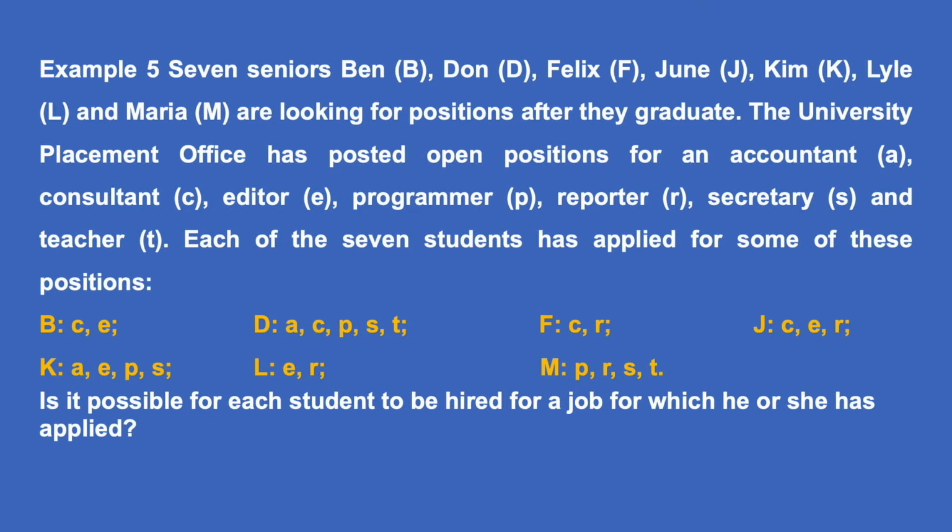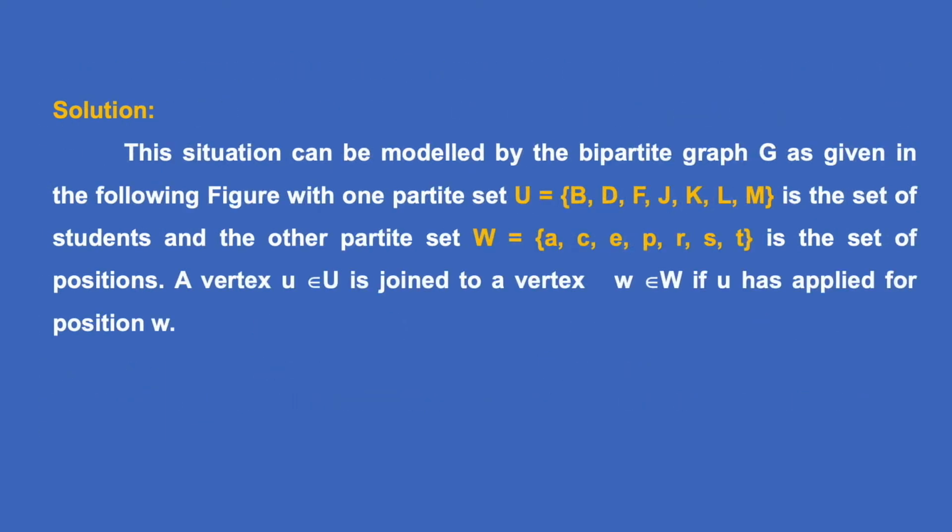The positions I am going to tell: B has applied for the jobs C and D, and similarly D has applied for A, C, P, S and T. F has applied for C and R, J applied for C, E, R and K, A, E, P, S and L applied for the jobs A and R. Finally, M applied for the jobs P, R, S and T. So, now the question is: is it possible for each student to be hired for a job for which he or she has applied? We shall see the solution now.